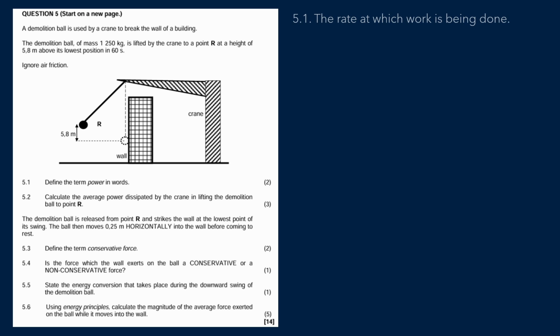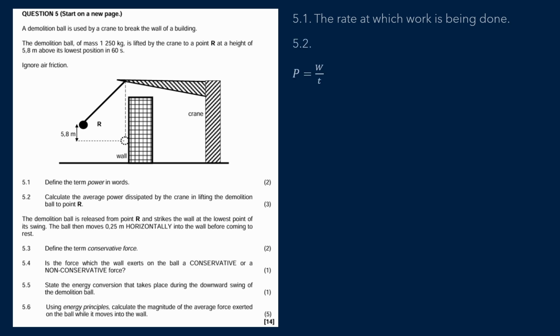Power is defined as the rate at which work is done, but you should be careful to state these theorems, definitions according to the exam guideline. Those are the only acceptable definitions. Here I'm just making you understand, or writing this down so that you understand what power is, but when it comes to defining in an exam room or in a test, use the exam guidelines definitions. Moving on to 5.2. Calculate the average power dissipated by the crane in lifting the demolition ball to point R.